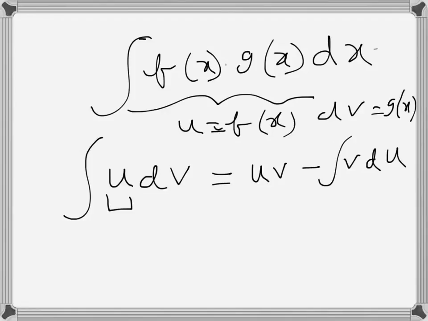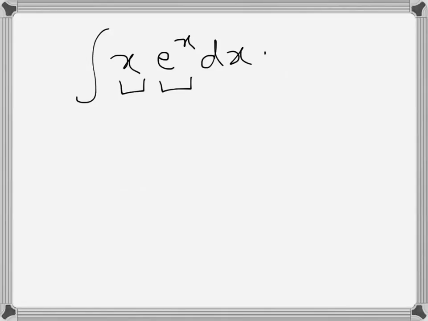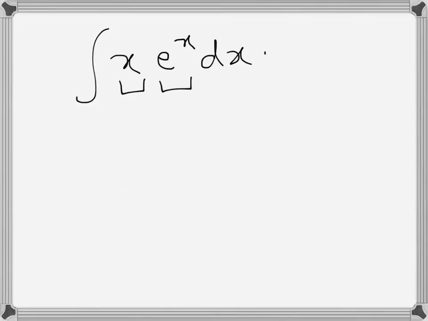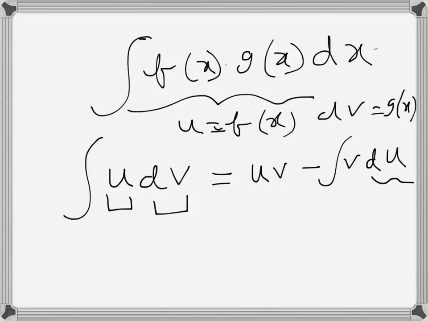So it will be clearer if I do an example. Let's say I have to integrate x e to the power x. So one is x, the other one is e to the power x. Now we have to carefully select which one is u and which one is dv, because u we have to differentiate, and it's better if the differentiation gives a simpler expression, a simpler function. And we should be able to integrate dv. So that's another thing.